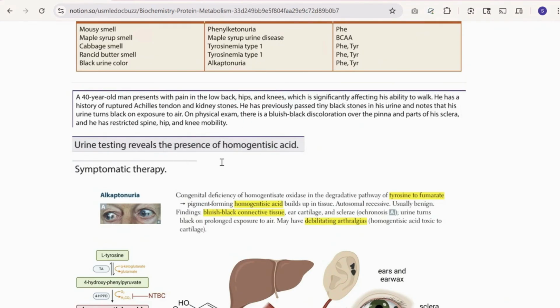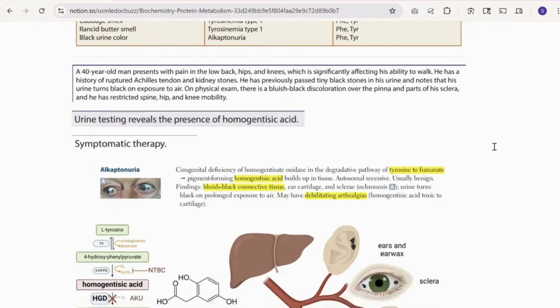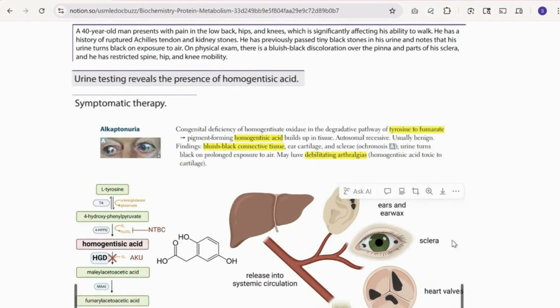So main things that I see here: 40-year-old. A lot of the things that might affect a 60, 70, 80-year-old is happening in a 40-year-old. He also has a ruptured Achilles tendon, kidney stones, tiny black stones in his urine. I don't remember studying any black stones in the urine. Then the sclera is turning black, bluish black deposition over the pinna. Parts of his sclera are restricted, and then he has mobility issues. So this person has alkaptonuria.